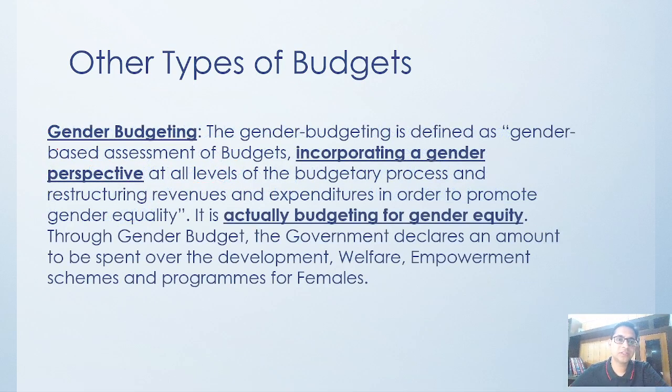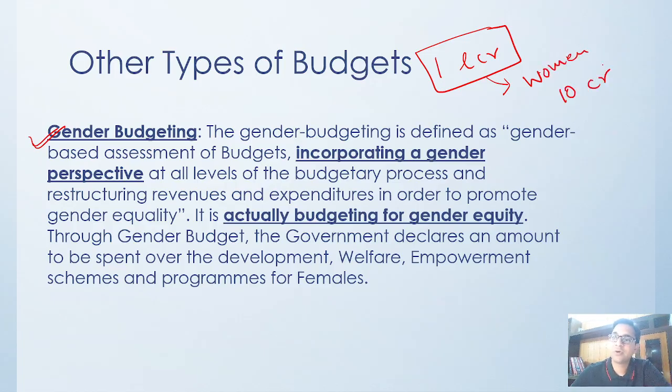And the last one is gender budgeting. Gender budgeting means if you have set up 1 lakh crore under the budget, how much money will be targeted specially to gender sensitive areas like women's. Say if 10,000 crore are the schemes worth for women. So we are incorporating a gender perspective in that. Like how much money will be utilized in gender perspective?